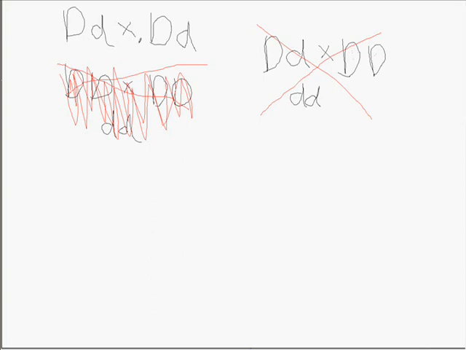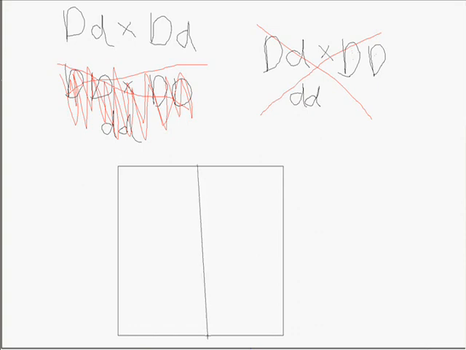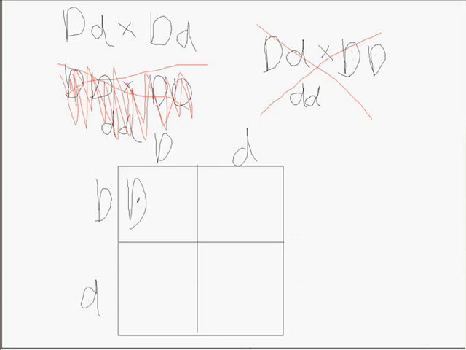Now we look at this one. Since each parent does have a lowercase d, it is possible to produce children with the lowercase d phenotype. But we're going to check it with a Punnett square to make sure. And just quickly, capital D, lowercase d, capital D, lowercase d. Doing the cross, capital, lowercase, capital, lowercase, lowercase.